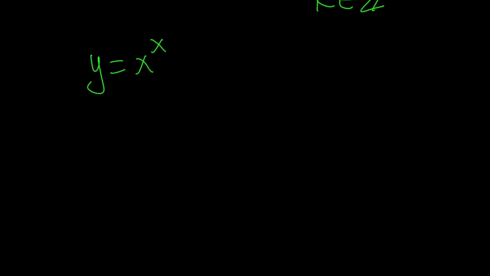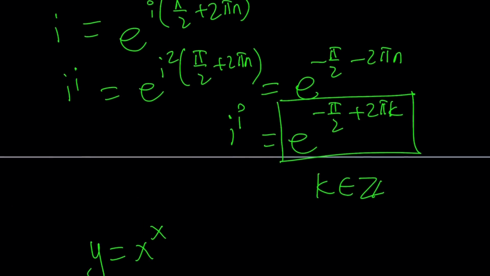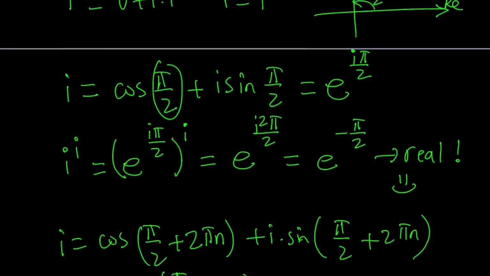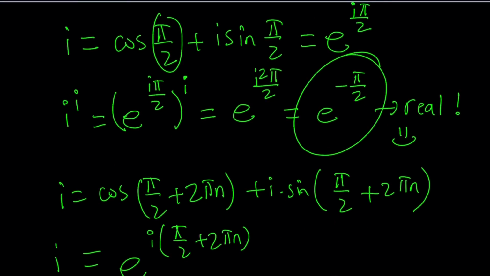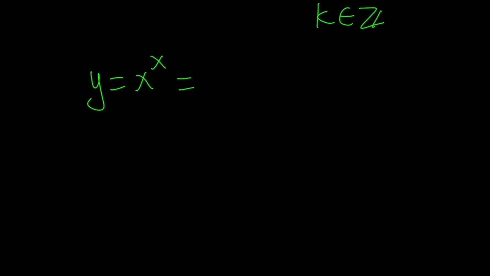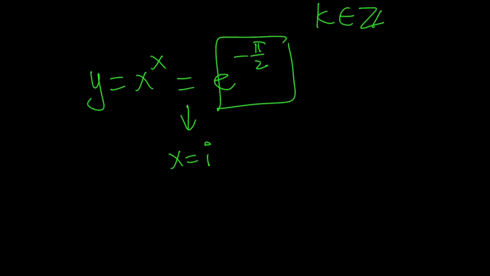We have y equals x to the power x, and we found that I to the power I is equal to e to the power negative pi over 2. So let's just go ahead and stick with this one for now, okay? So this indicates that, hey, if this is equal to e to the power negative pi over 2, we're supposed to get x equals I from here, right? Because I satisfied this equation. At least that's one of the solutions. So I to the power I is equal to this number right here, and that's a real number.